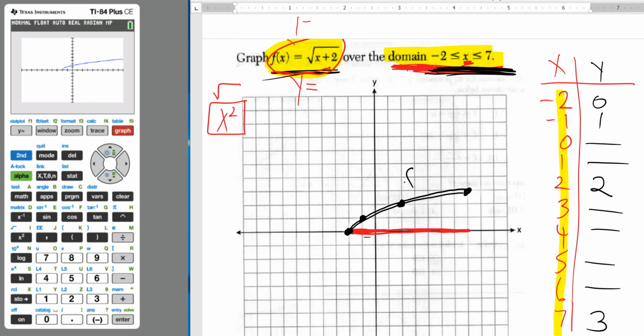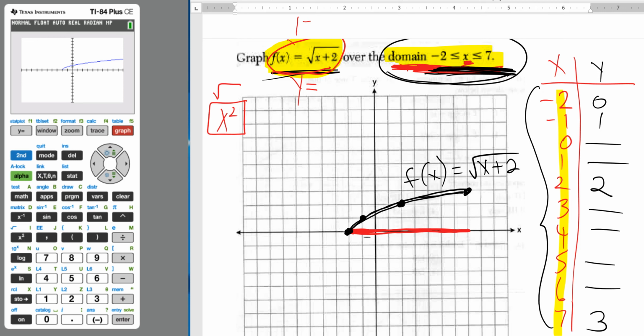Next to our graph, we always label it with the equation, just as it was given to us in the problem. Okay, so this is the function f of x, and this just means these are the only values I want you to include on your table.